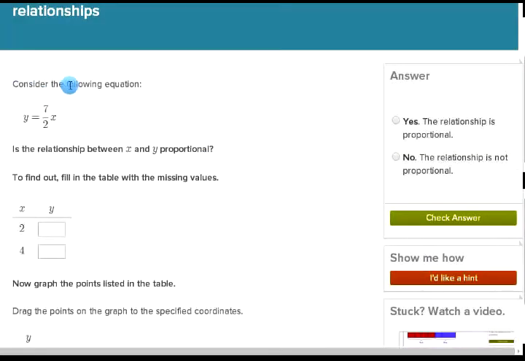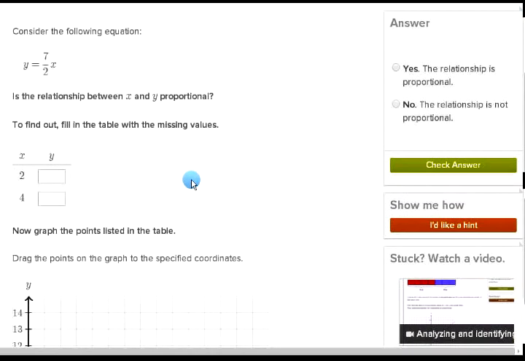It says consider the following equation. y equals 7/2 times x. Is the relationship between x and y proportional? First of all, this is in the form of y equals a number times x. So my initial guess is, yeah, this is going to be proportional. To find out, fill in the table with the missing values. So let's go ahead and do this.